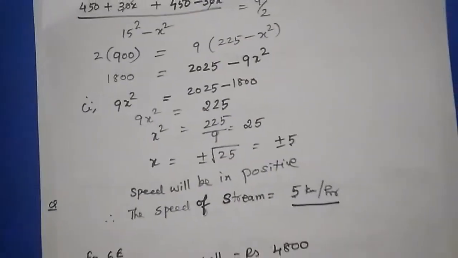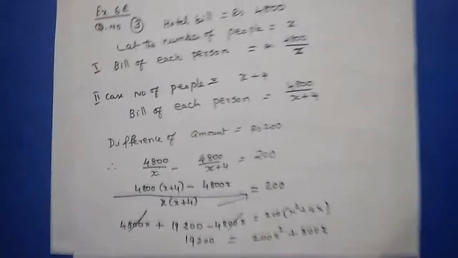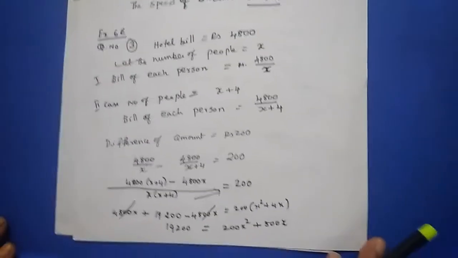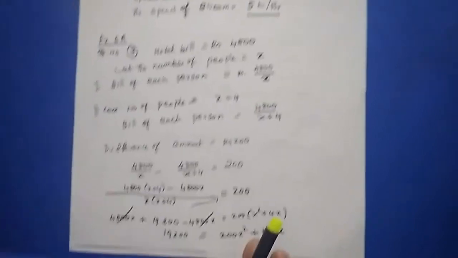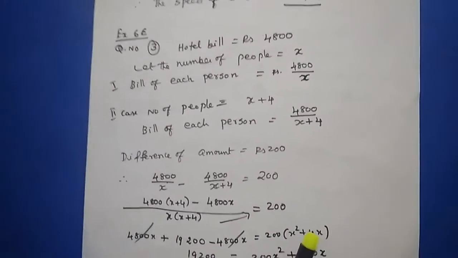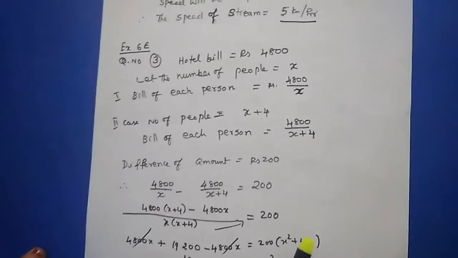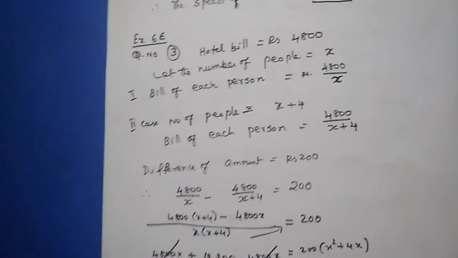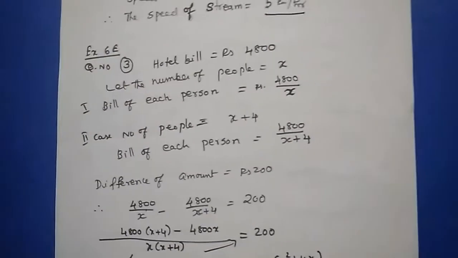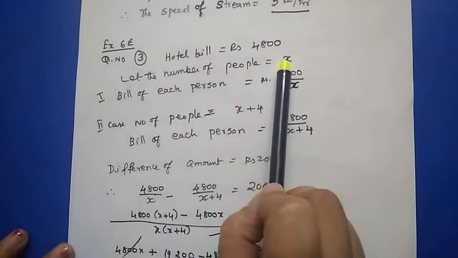Now, one more example about the hotel bill. These kind of questions are very important. Normally, in your board examination, these kind of questions will come. Now, exercise 6E, question number 3. The hotel bill is given as 4,800 rupees. Let the number of people be x, because you don't know the number of people.